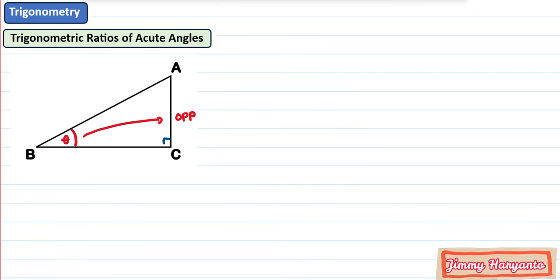And then when you have a right angle, the side opposite the right angle will be the hypotenuse side. We call it the hypotenuse, and then the rest will become the adjacent. So this is how you label the sides of a right triangle. And also trigonometry, just like the Pythagoras theorem, only applies to right triangles.